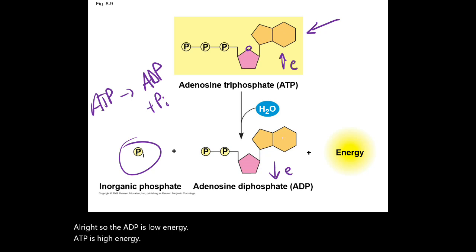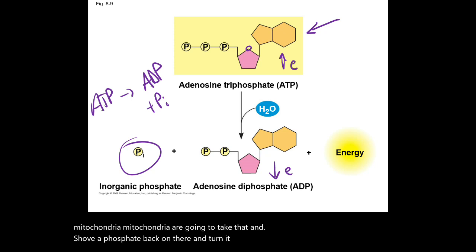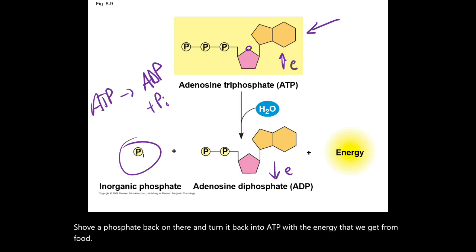The low energy ADP has to get recharged, and that's what we're going to do in the mitochondria. Mitochondria are going to take that and shove a phosphate back on there and turn it back into ATP with the energy that we get from food. That's the reason we have to eat food.